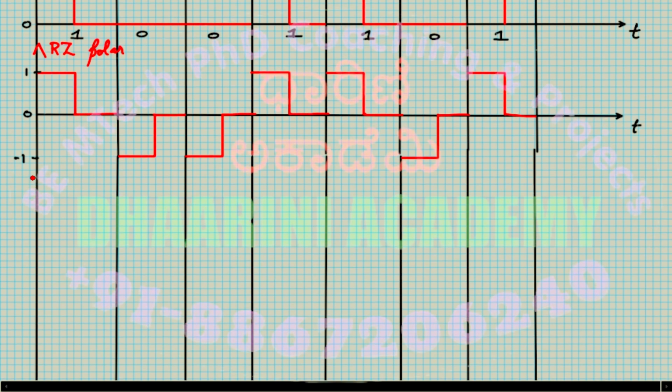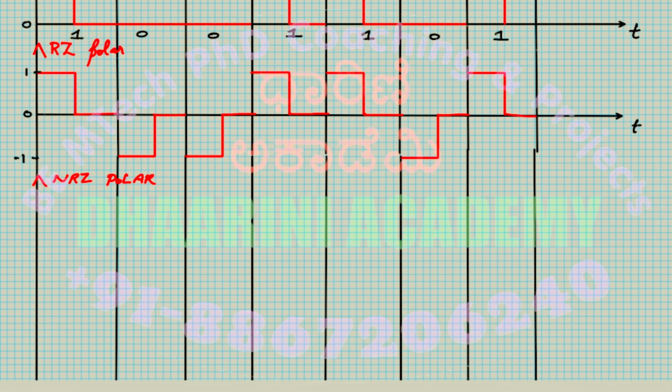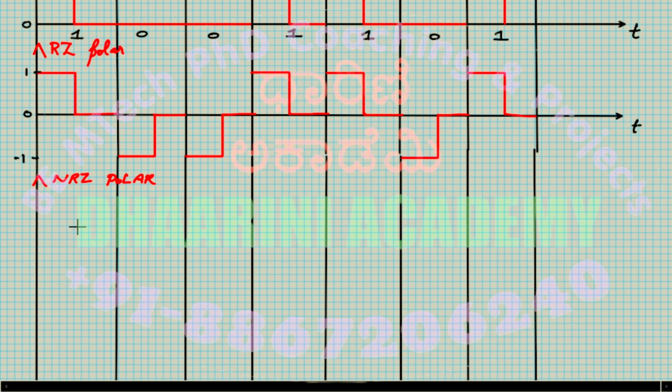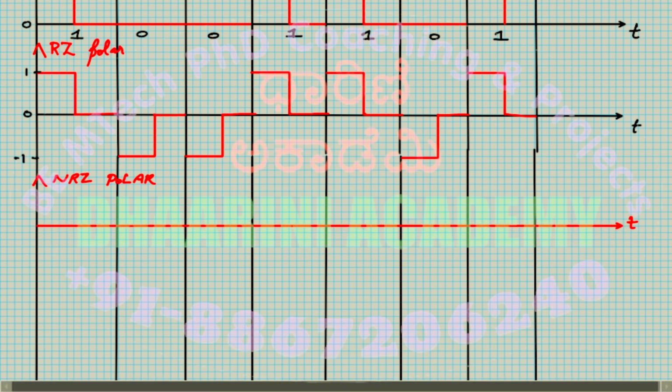Next format that we are going to plot is NRZ polar. It's non-return to 0, but polar. As the polar suggests, you have to have two different polarities, right? This is another easiest format to remember as well as to plot. So we need to have two different polarities.